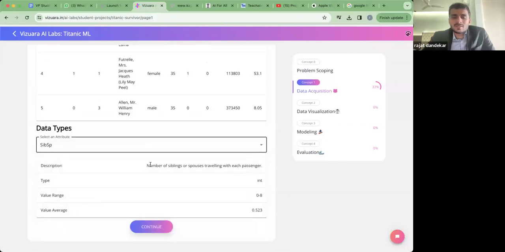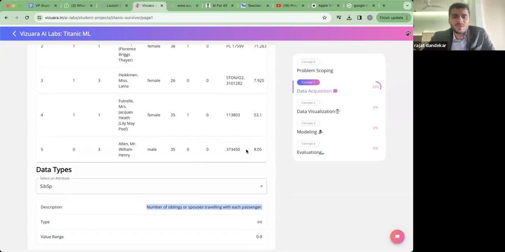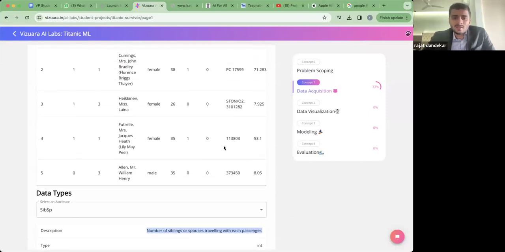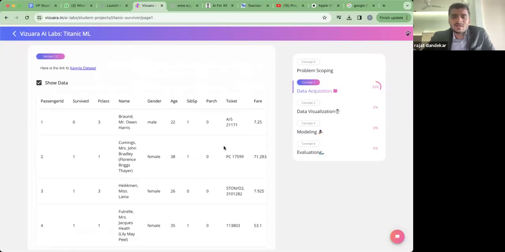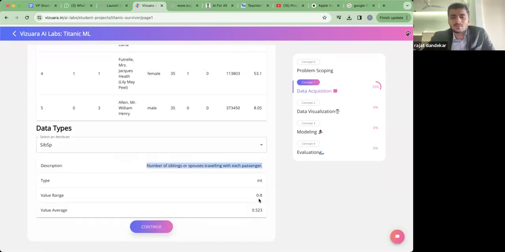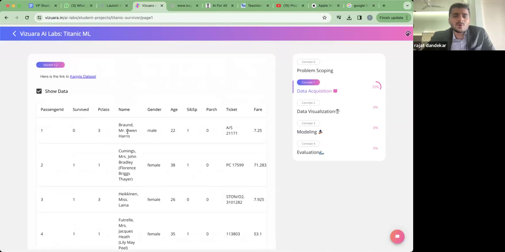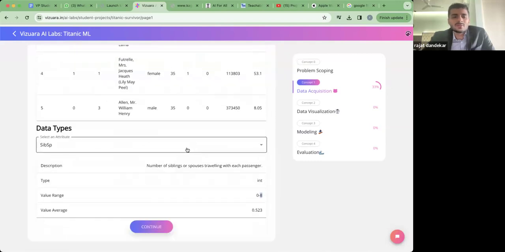Then we have SIB SP. This is the number of siblings or spouses traveling with the passenger. If we have a big family, which people during those times had, you can see that there are numbers which go even up to 8 here, which you can see in the range. So for example, Mr. Owen had a SIB SP of 1, so probably he was traveling with his wife.